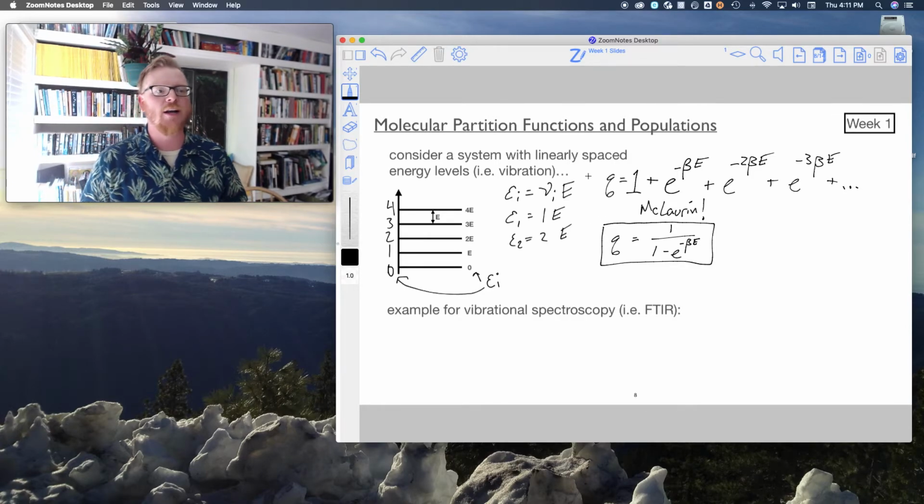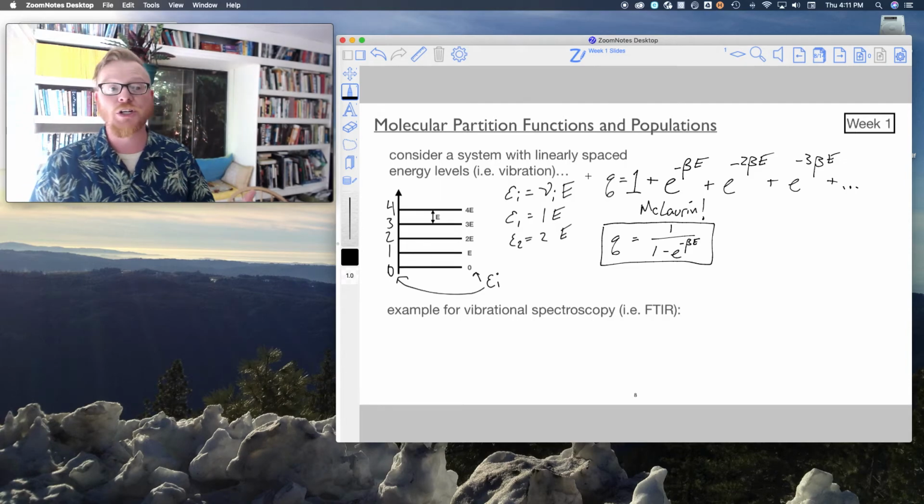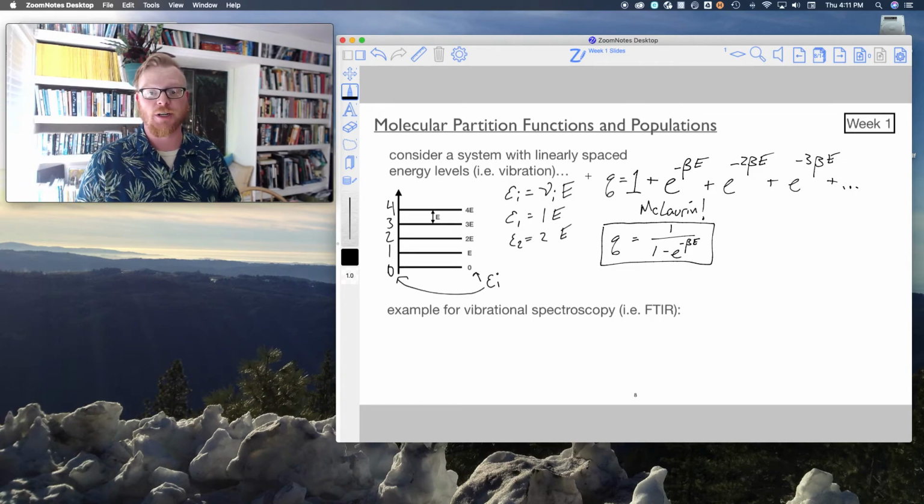For the electronic levels or the rotational levels, we should not expect this form of the partition function because they don't have evenly spaced energy levels. This is really the only partition function I'm going to play with in this class. When we get into 362, we'll go much more in depth with all of those other partition functions. As I said in the previous lecture, this is a crash course introduction to statistical mechanics.